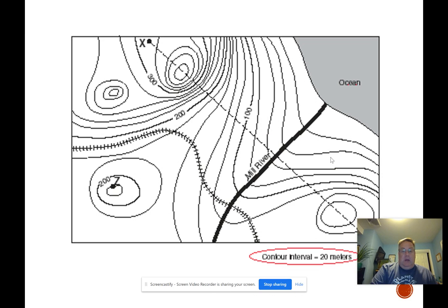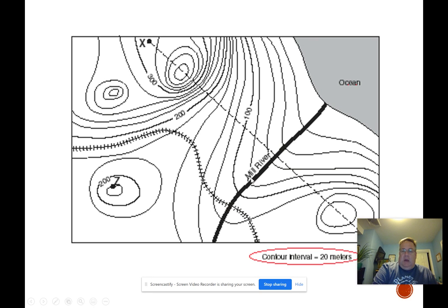So if I looked on this map, I might ask you questions like what's a possible elevation for point X? And if I looked here, I'd go, okay, the interval is 20 meters. There's a contour line here for 300. I'm moving towards the top of a hill, so I'm going up. So this line has got to be 320. So point X is between 301 and 319. Again, any of those would be fine.